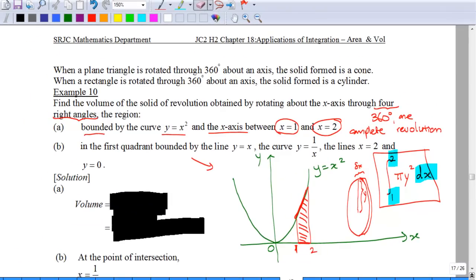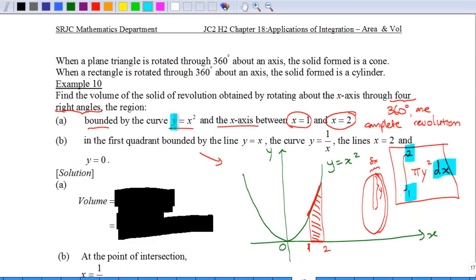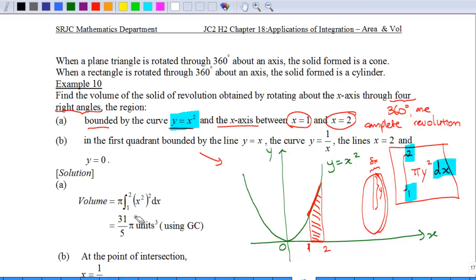So when we apply this formula, substituting in y equals x squared, we will obtain this, after we have substituted y as x squared. And when we evaluate this integral, we will end up with 31/5 pi unit cube.